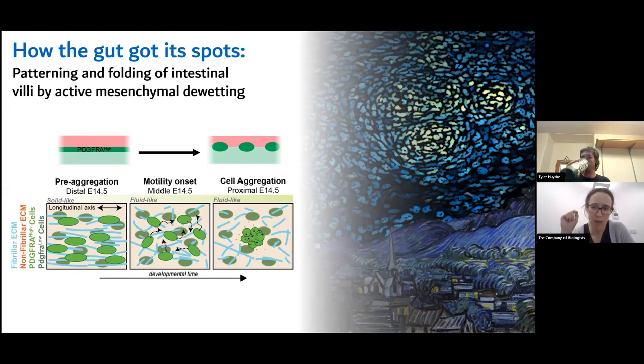I was wondering whether you've looked at what's actually happening in the overlying epithelium when that aggregate starts to form. Have you got either signaling or mechanical translation into the epithelium that's then inducing further deformation of the overlying epithelium? Yeah, that's a great question.